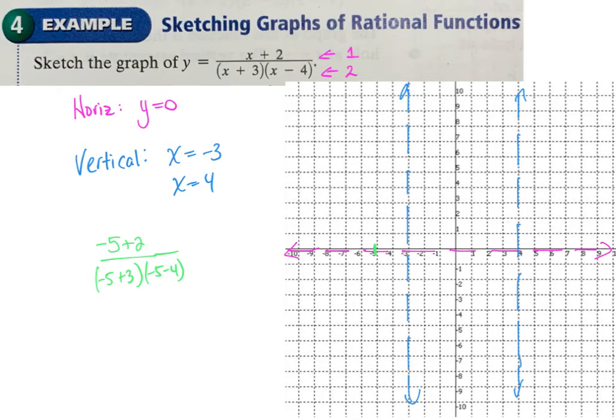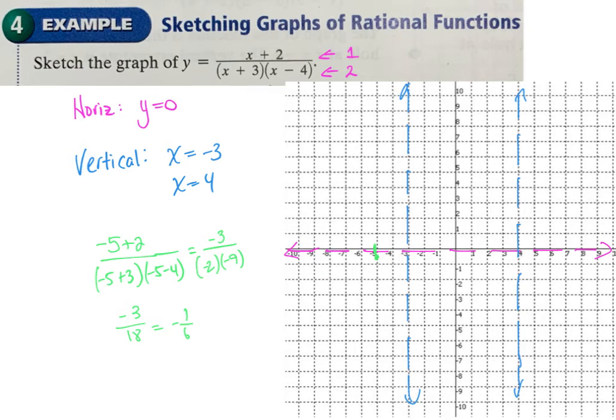All right, let's just do it. So -5 + 2 is -3. And then we have -5 + 3, which is -2, and -5 - 4 is -9. It's going to be positive 18 on the bottom. So -3 over +18 is -1/6, right? So he's going to be way up here, right? Okay, way up here.